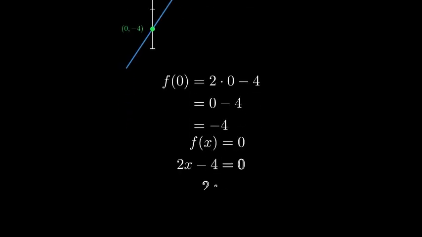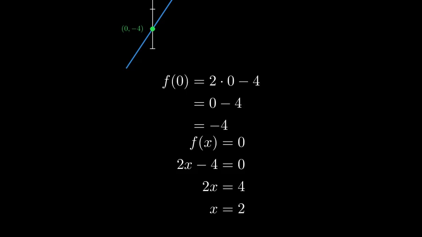To find the x-intercept, we set the function equal to 0 and solve for x. 2x minus 4 equals 0. Add 4 to both sides to get 2x equals 4. Then divide by 2 to get x equals 2. So the x-intercept is the point (2, 0).